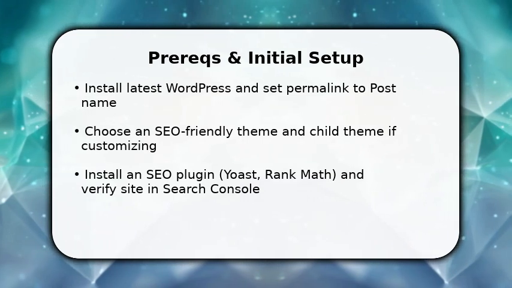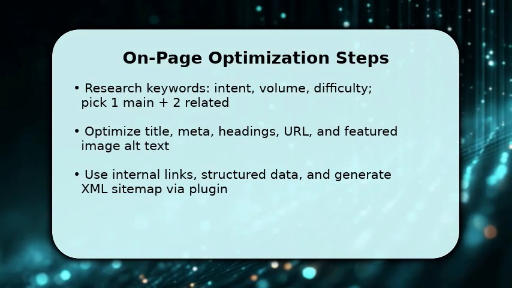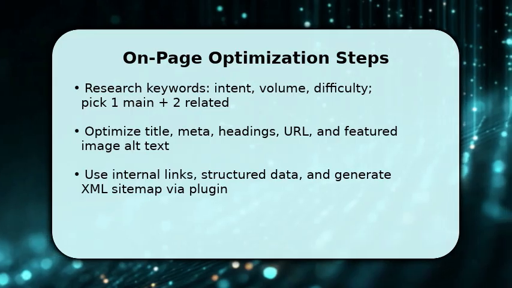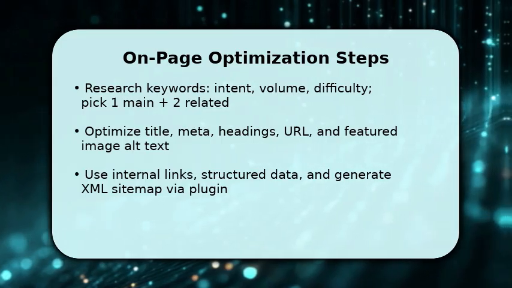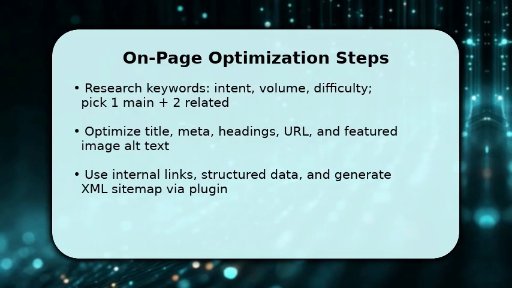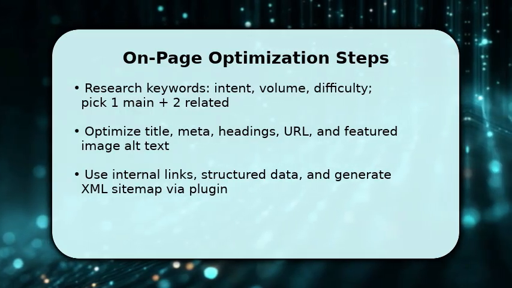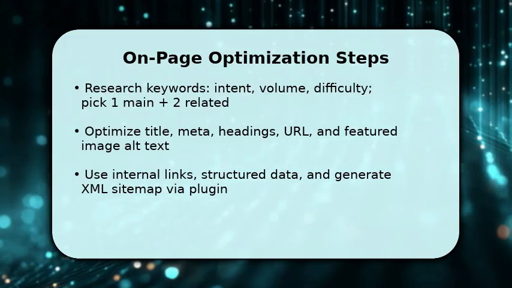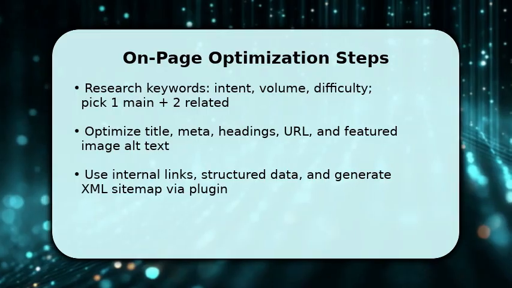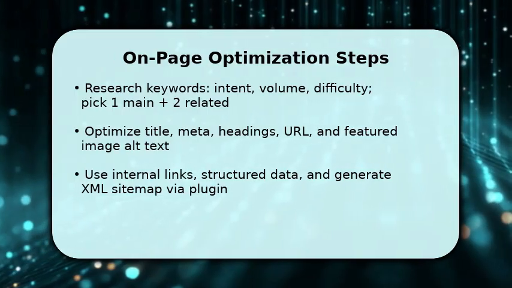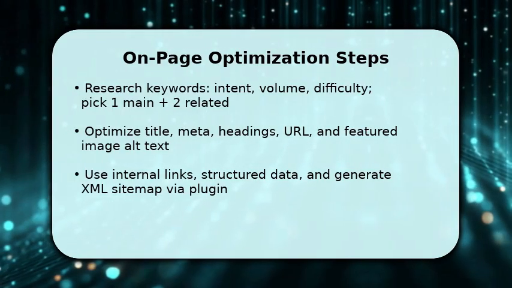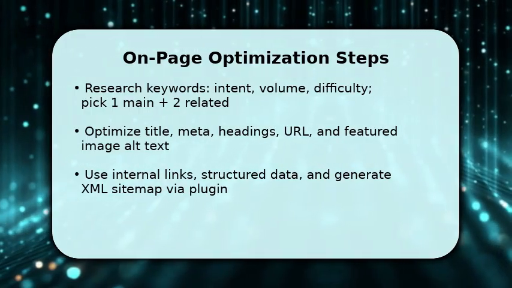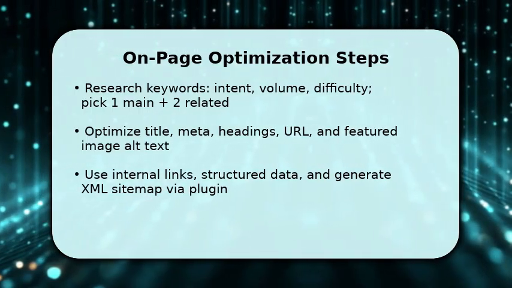You now execute on-page SEO. Target one main keyword and two related phrases per page to avoid dilution. Update the post title, meta description, H1/H2 structure, and the short URL to include the keyword. Make sure featured images have descriptive alt text and compress images for performance. Add internal links to authority pages and implement structured data for articles or products. Once these are set, submit the page via your sitemap and request indexing in Search Console.